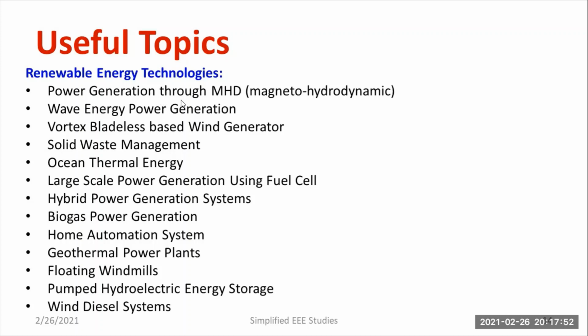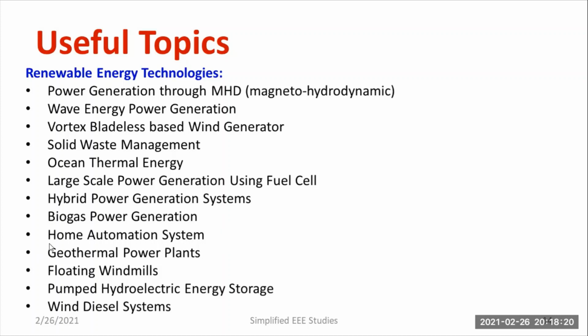Then power generation by using magneto-hydrodynamic system, wave energy power generation, vortex bladeless wind generator, issues and challenges of wind energy power generation, solid waste management, then OTEC, ocean thermal energy, large scale power generation by using fuel cells, then hybrid power generation system. Either you can take any of the combination like solar and wind and solar and biogas. Similarly, biogas power generation, design of biogas power plant.